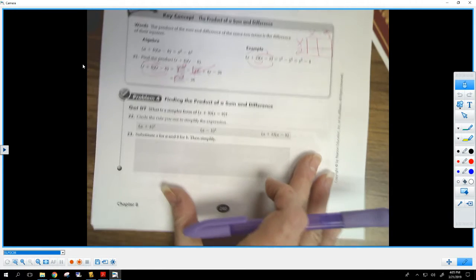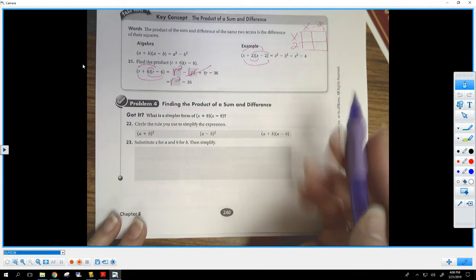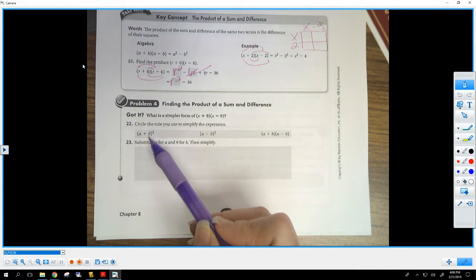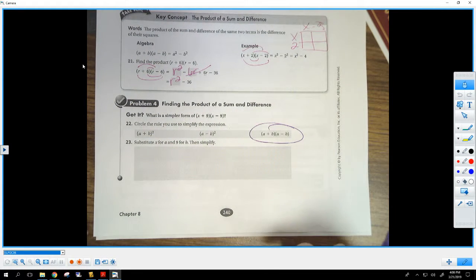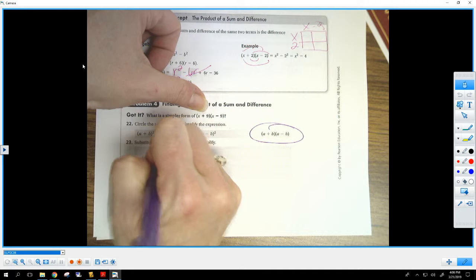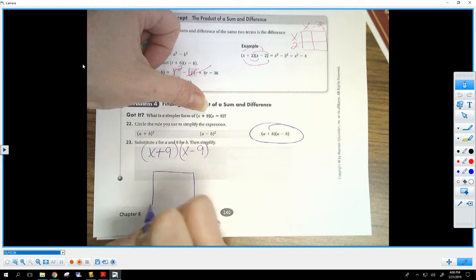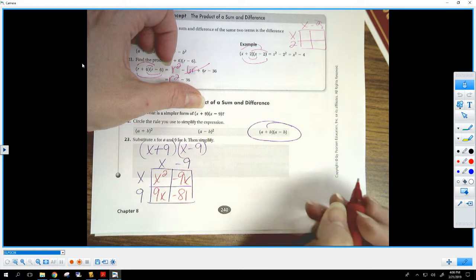So what is the simplest form of x plus 9, x minus 9? So circle the rule to simplify. All right, so you can't do this because one's plus and one's minus. Can't do this because one's plus, one's minus. So clearly, that's what we're going to do, right? So we're going to say x plus 9, x minus 9. If I do the box, right, I have x and 9. I have x and -9. So x squared minus 9x plus 9x minus 81.